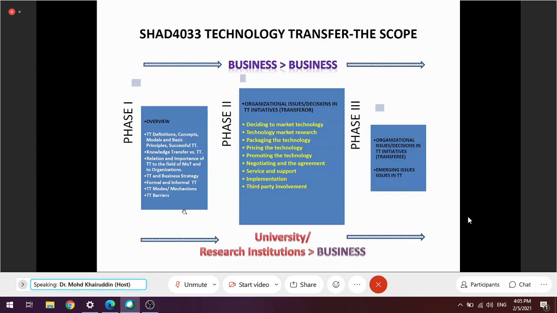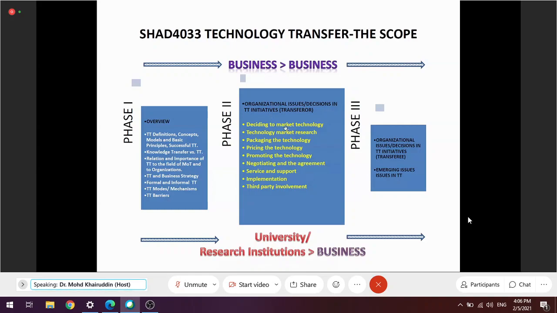All right. So here we have several phases in our study: phase 1, phase 2, and phase 3. Phase 1 focuses on the definition, knowledge of technology transfer, formal and informal technology transfer modes, as well as the barriers as we discussed previously. And we have the second one, which is organization issues. We focus on the micro level, in which we learn about organization issues. What happens when you are trying to decide what is the best thing to do with your technology: either you want to give your technology to businesses, to transfer the technology, or you want to keep it within your organization to make sure you can utilize the technology by doing your own manufacturing, your own marketing and so on.